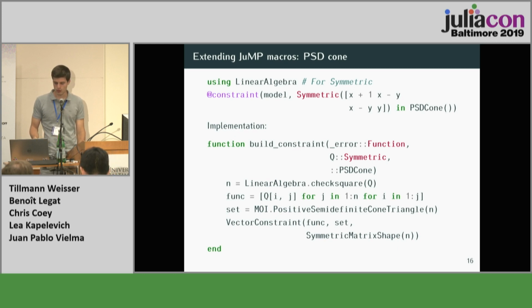So what we simply do is implement this build constraint. We check that it's square, of course, and then we take a vectorization of the upper triangular part of the matrix. We say it should belong to this set, which is the triangle, because it's the upper triangular part, so it's the PSD set basically, and we return this constraint. And we don't have to define a new add constraint because we just return a vector constraint.